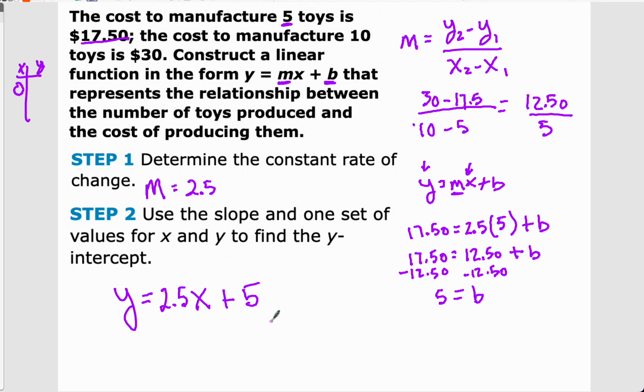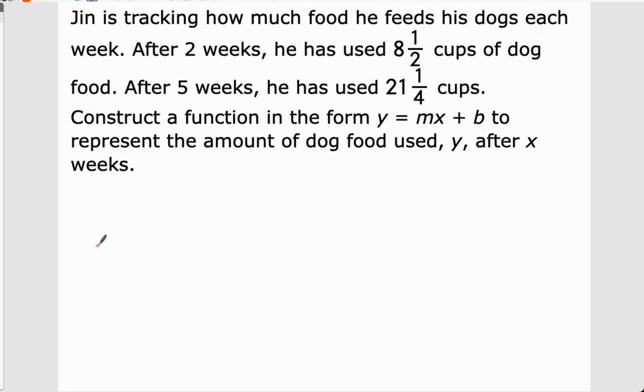We're going to do this a lot. We're going to get a lot of practice doing this, using our slope-intercept equations to solve for various numbers. Should be something we can do, but we'll keep practicing at it if you're struggling. Very similar problem, even though the details are different, same structure, we're going to do just about the exact same steps. Jen is tracking how much food he feeds his dog each week. After 2 weeks, he's used 8.5 cups of food. That sounds like an ordered pair. After 5 weeks, he has used 21.25 cups. That sounds like another ordered pair. So I have two ordered pairs.